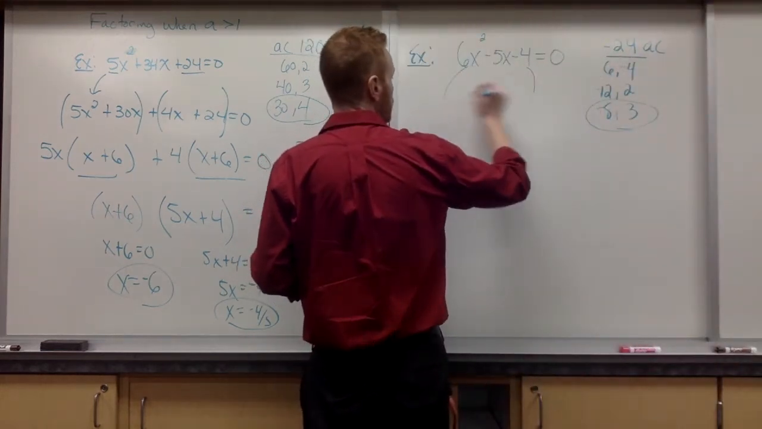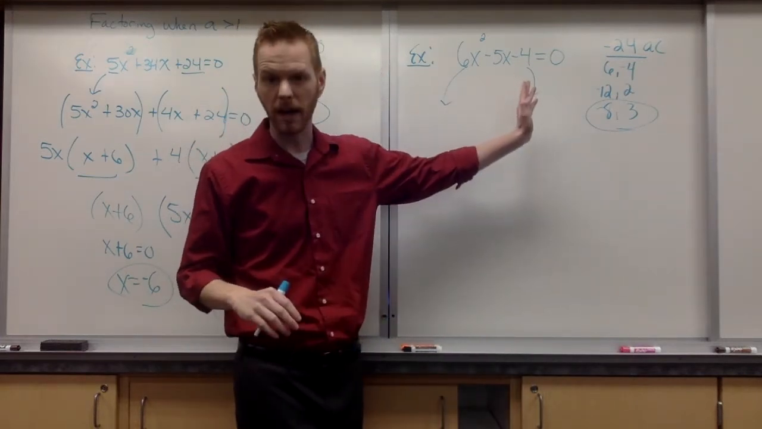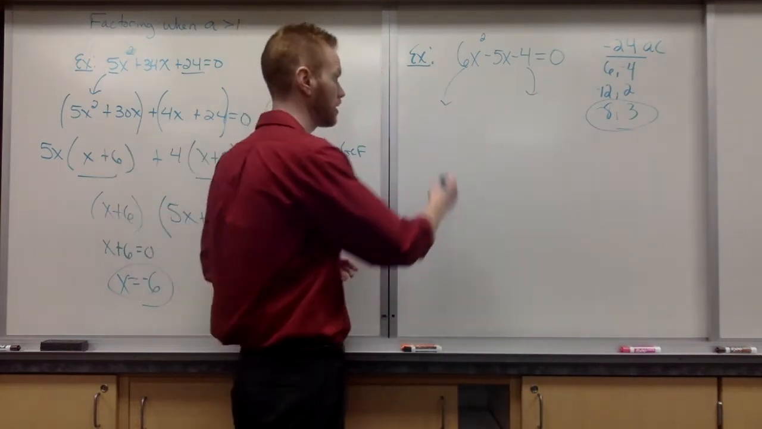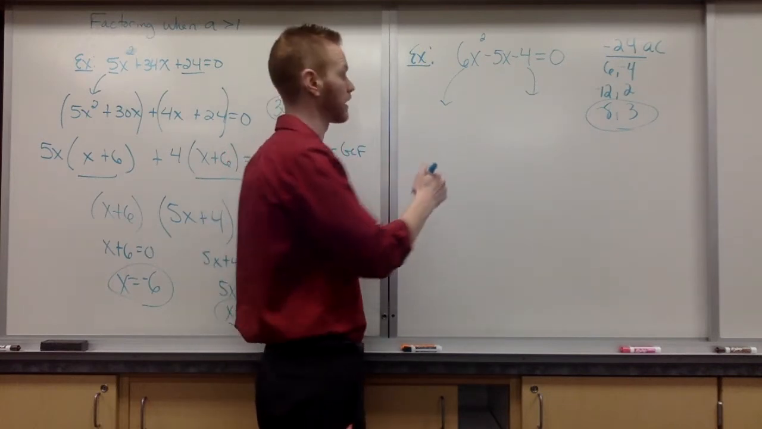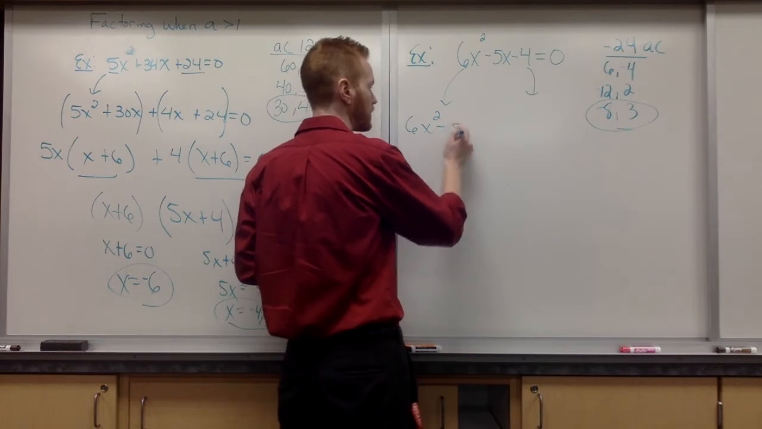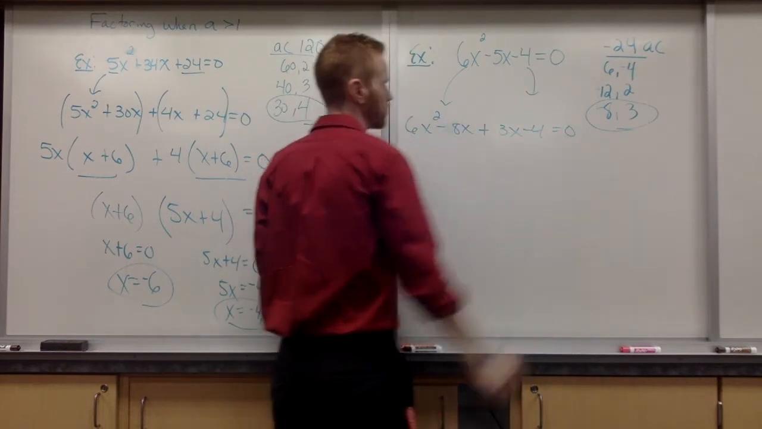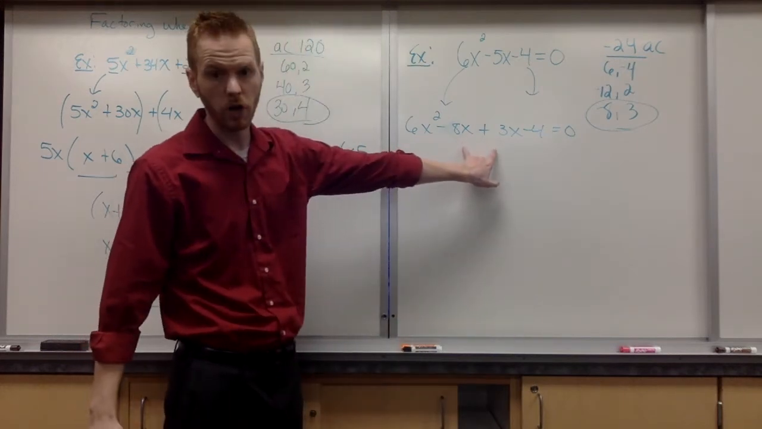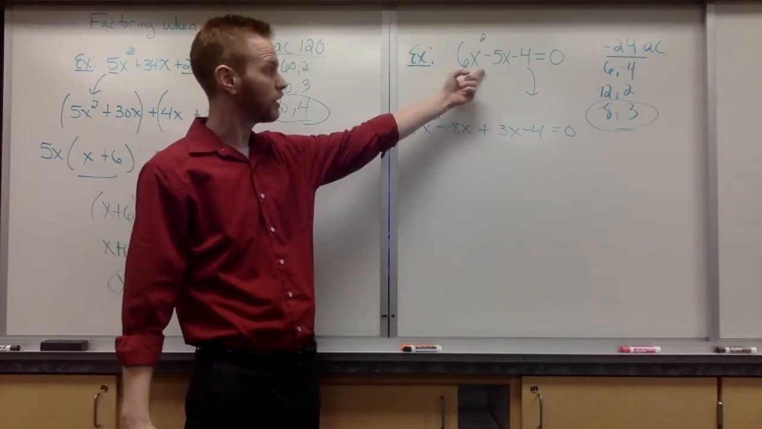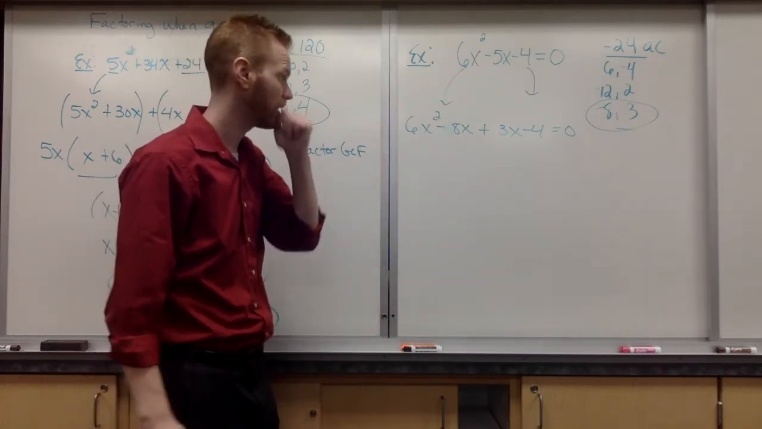Bring down these two. We're not going to change them. We're essentially rewriting this quadratic with some more terms. Okay? So it's like a step before simplifying. We have 6x squared minus 8x plus a 3x minus 4 equals 0. So once again, these two terms, if I combine them, I get the original. All right, so technically I didn't change anything yet.